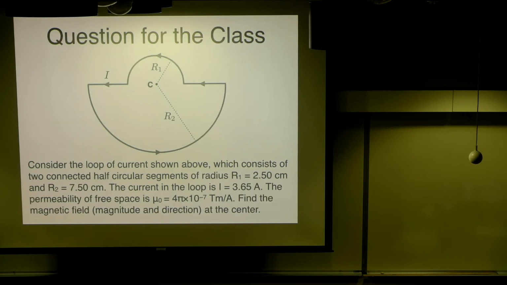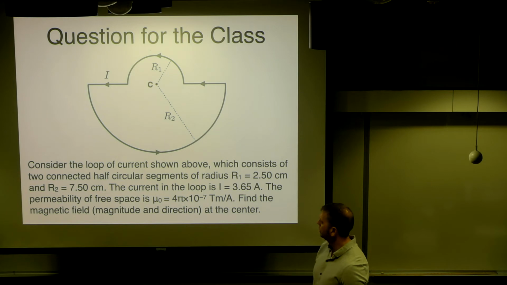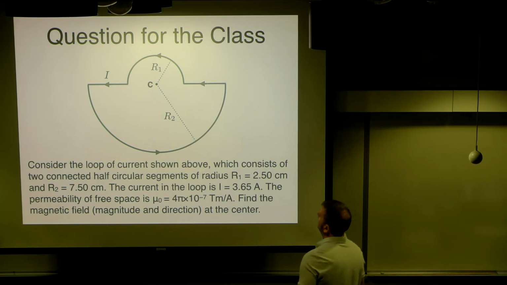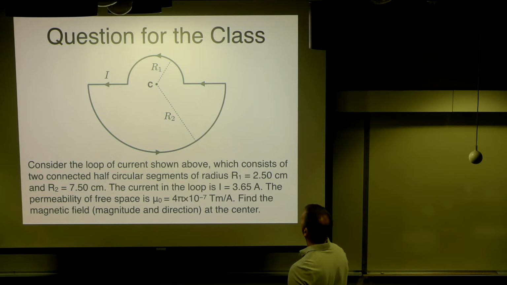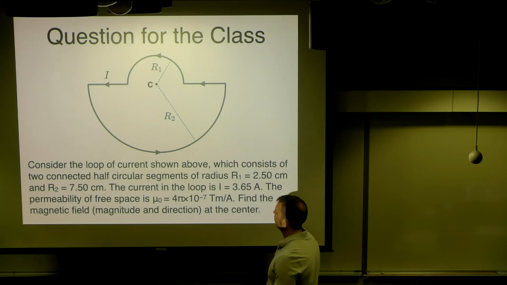All right. Let's do another example. Now this one, we can use a lot of the results that we just determined in the previous problem. And this one is going to involve some numbers, so you'll plug some things in. For this one, try it out, pause the video, and then come back to the video once you have your answer, and we'll compare. Consider the loop of current shown above, which consists of 2 connected half-circular segments. That's the half circular segment on top, which is a little smaller, with the radius R1 of 2.5 centimeters, and then the one on the bottom with radius R2 at 7.5 centimeters.